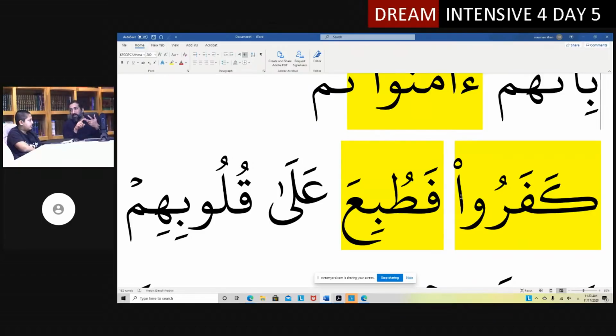Nasara. Good. Nasara yansuru. Solid. Nasara yansuru. Kafara yakfuru. Good catch.